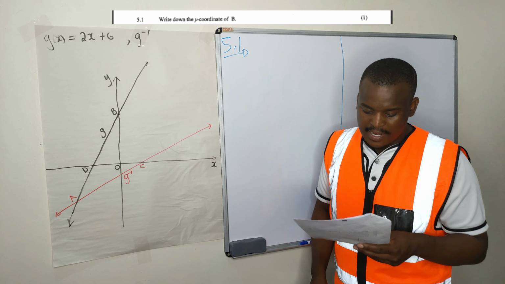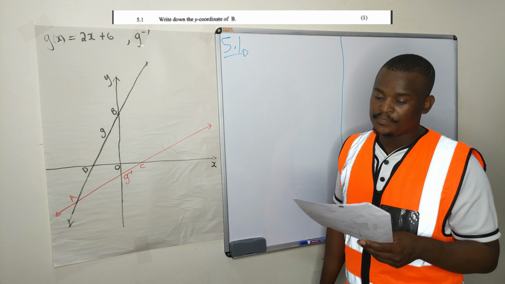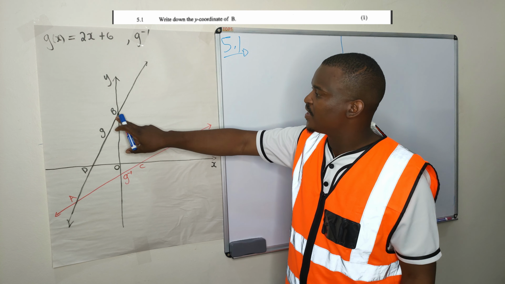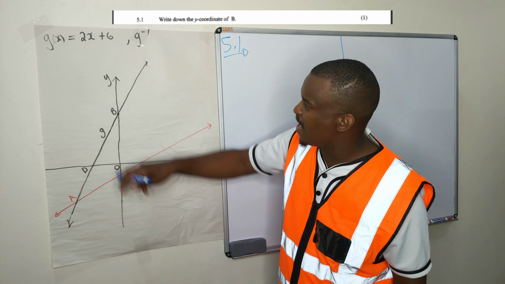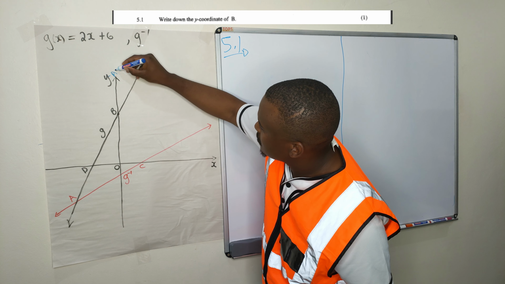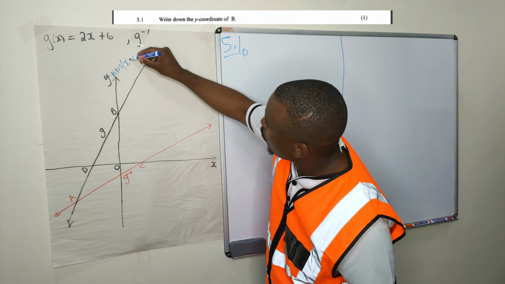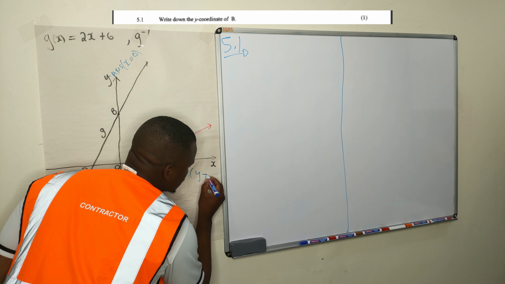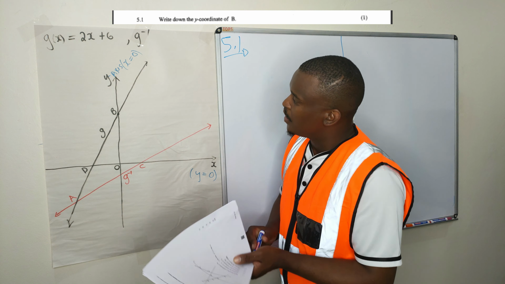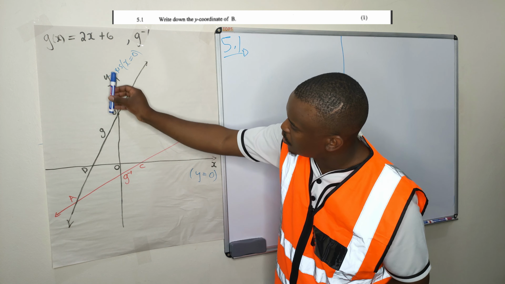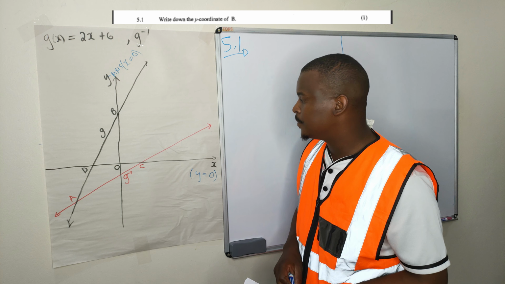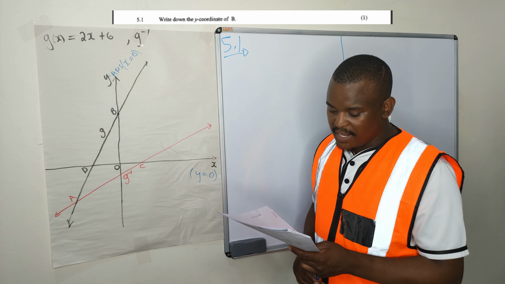Write down the y-coordinate of B. So they want you to write the y-coordinate of B. This line here is the y-axis, also known as the line x is equal to 0. And this one is the x-axis, also known as y is equal to 0, because along this vertical line here, x is equal to 0, and along this horizontal line here, y is equal to 0. So they want you to write the y-coordinate of B.